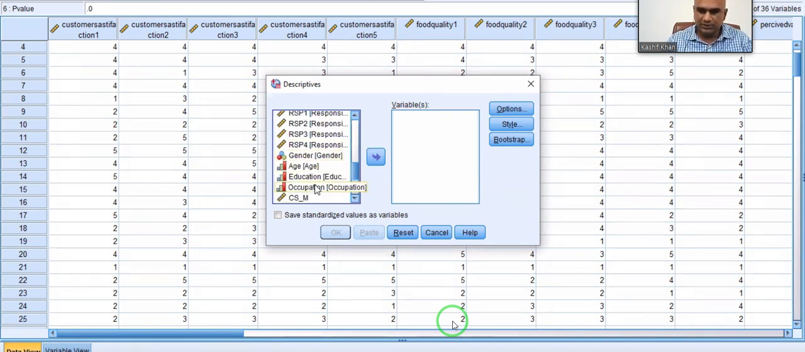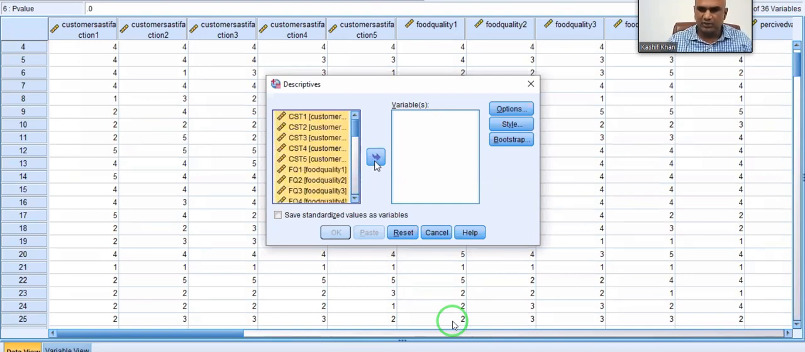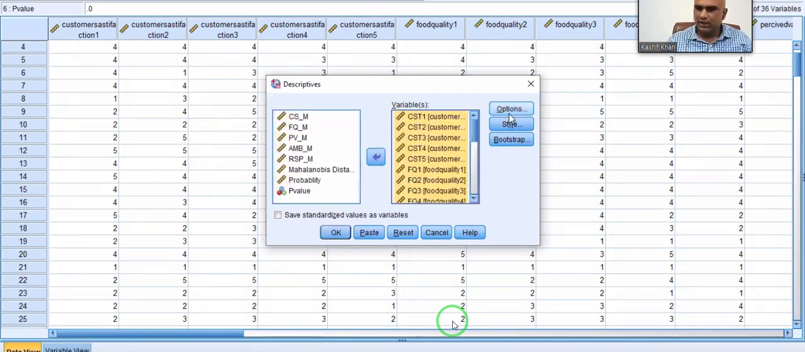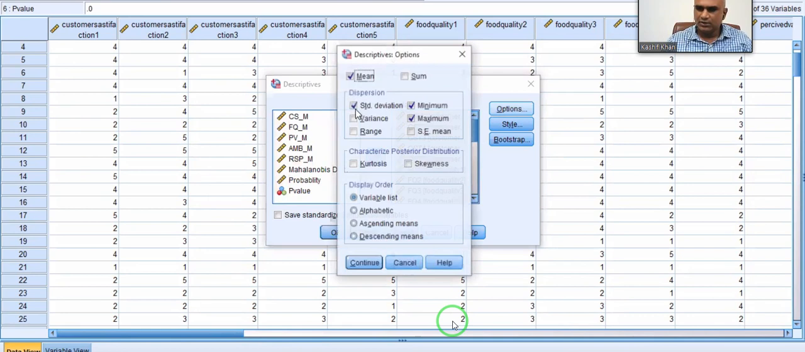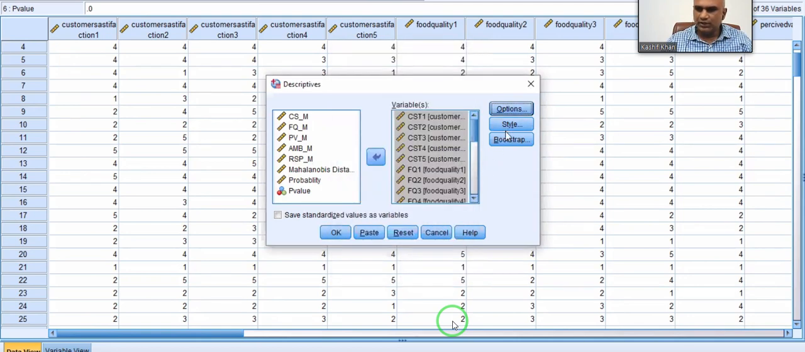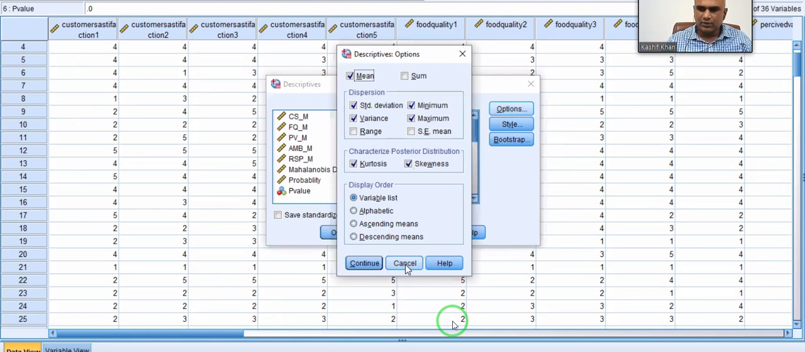So let's select here. I'm leaving everything there down here, and then mean, standard deviation, minimum, maximum. I need variance, and I need skewness and kurtosis as well. Then continue, and then style. Don't worry about anything. That's about it. So let me show you again.